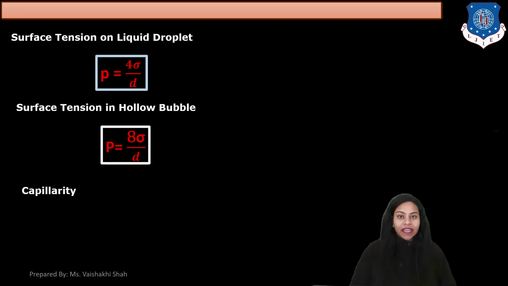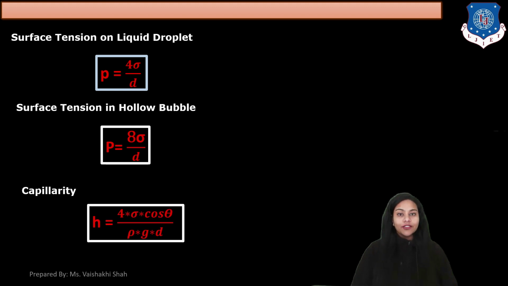The equation for capillarity, that is H. Capillarity is the height of rise of liquid in a glass tube. That height of rise we indicate as H, and H equals 4 sigma cos theta by rho g d, where sigma is the surface tension, theta is the angle, rho is the mass density of the liquid, g is the gravitational constant, and d is the diameter of the glass tube.